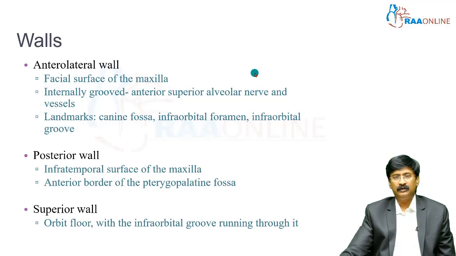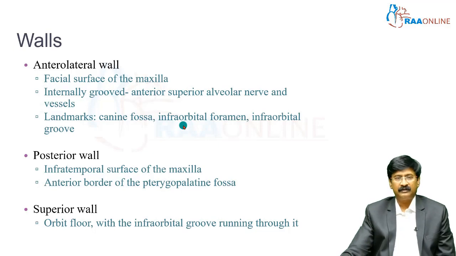It has a groove for the anterior superior alveolar nerve and its vessels. The important landmark in the anterolateral wall is your canine fossa. As you know, the canine fossa is the thinnest part of the maxillary sinus, which is commonly dealt with in a Caldwell-Luc procedure or whenever you want to palpate your maxillary sinus in case of maxillary sinusitis. And then you have your infraorbital foramen and your infraorbital groove as well.